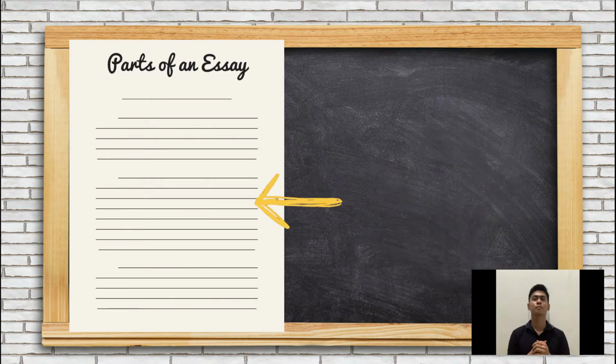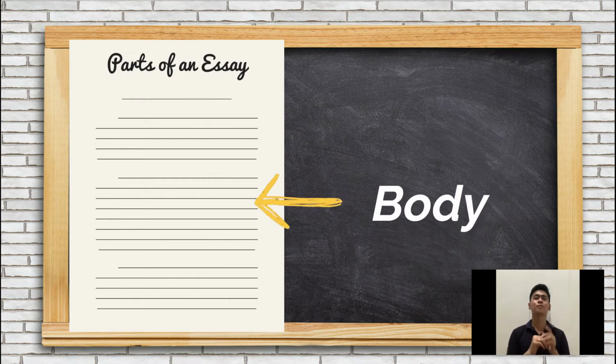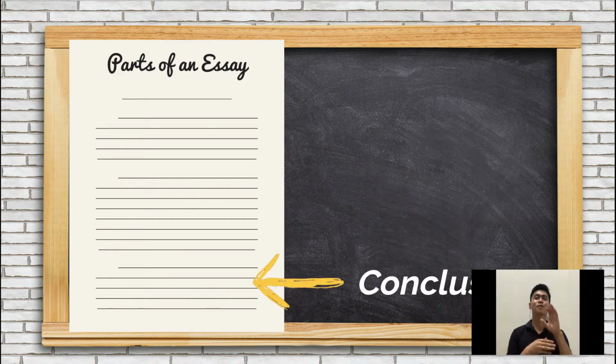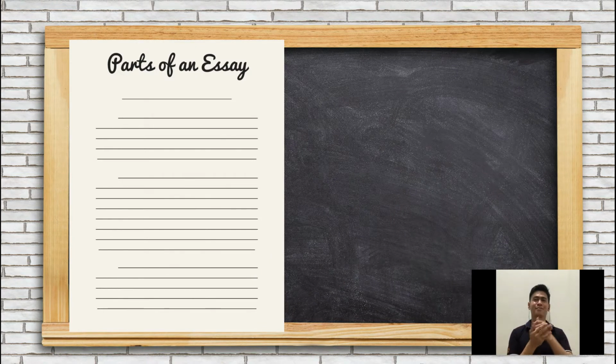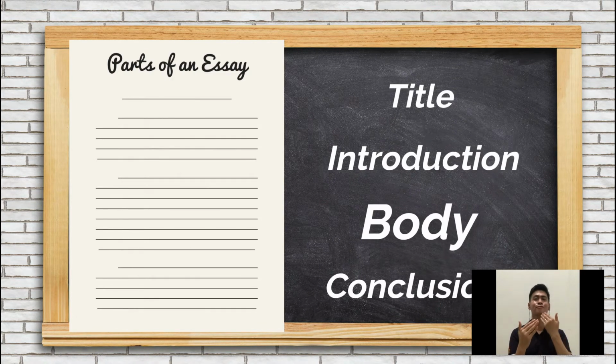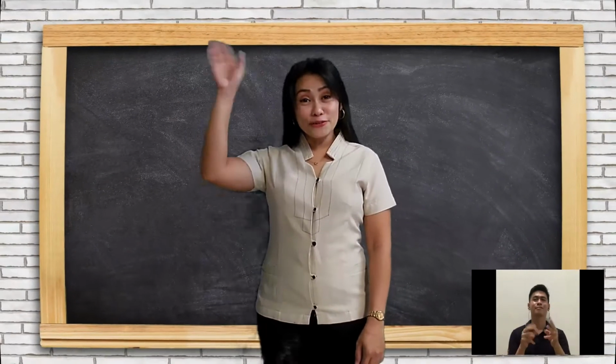Now, this part. This is where we write our ideas or explanation about the topic. What do we call this part? Correct. This is the body. And the last part of the essay that summarizes the writer's ideas. Amazing! This is the conclusion. Good job, grade 10. You know now that following these parts of an essay will lead you to a good writing text.